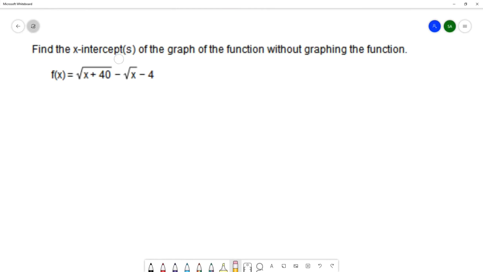Find the x-intercepts of the graph of the function without graphing the function. Our function is f of x equals the square root of x plus 40 minus the square root of x minus 4. So we're looking for the x-intercepts, and you find an x-intercept by letting y equal 0. Our equation is written in function notation, so we're going to set f of x equal to 0 because that is y.